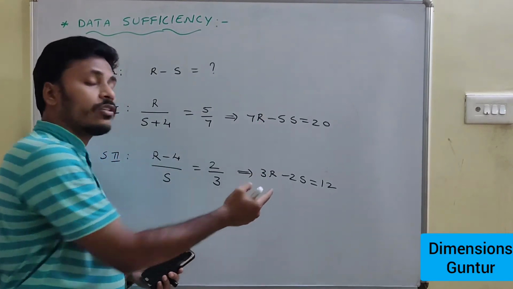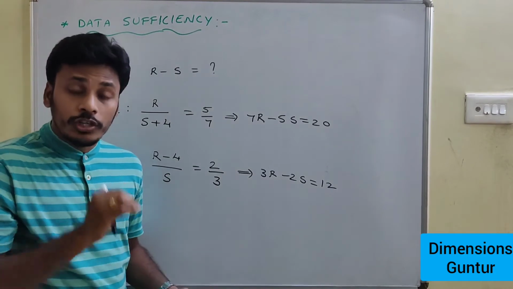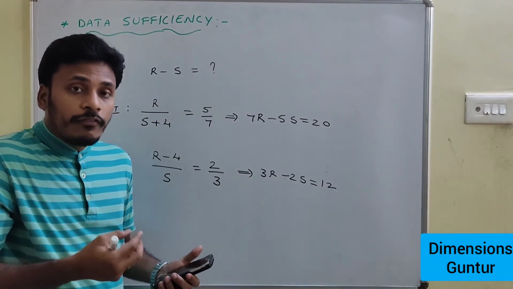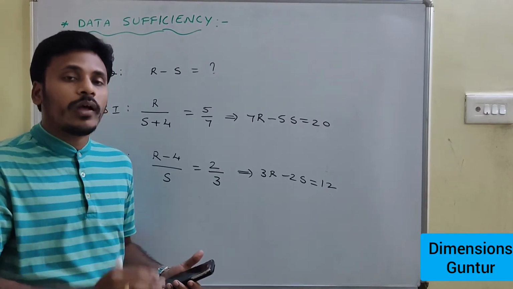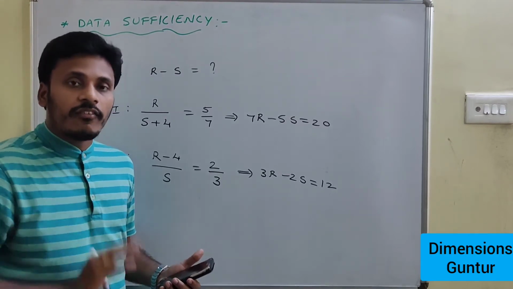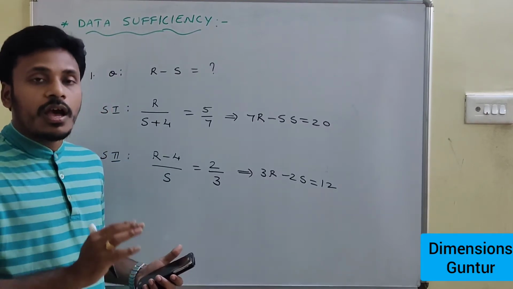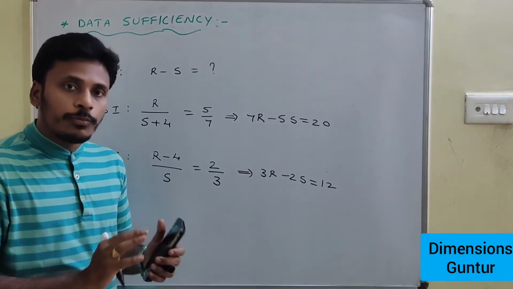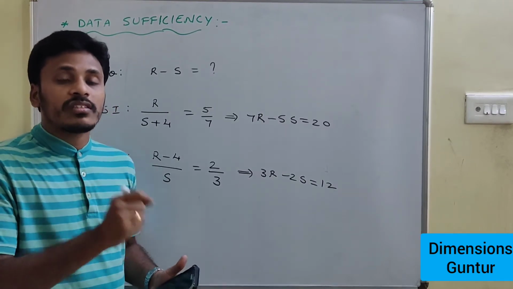So with two equations in two variables, you will easily get R and S, and at the end you will find R minus S. The benefit for us is that there is no need to actually find the values; it is enough to know whether you are able to find them or not. Yes, we are able to find R and S, and at the end R minus S. Both the statements are required, so your answer is that both the statements are required.